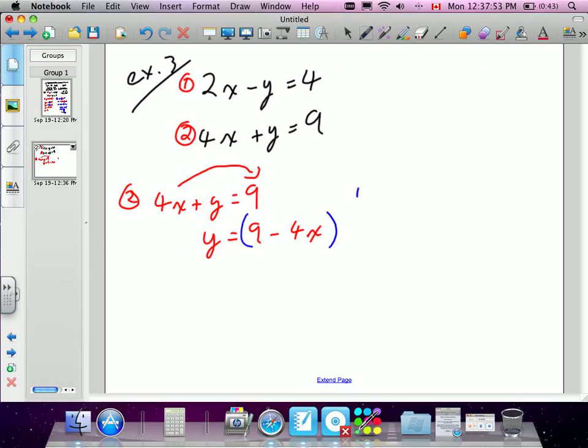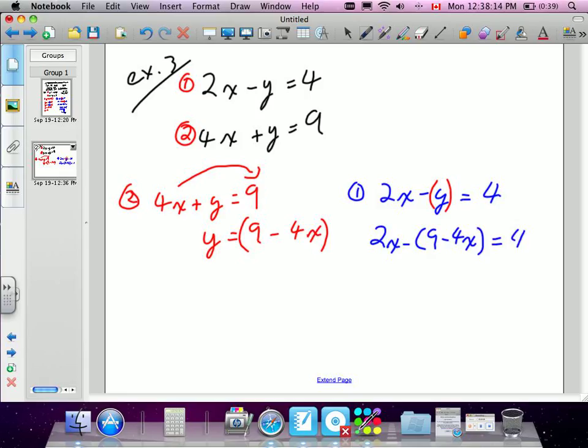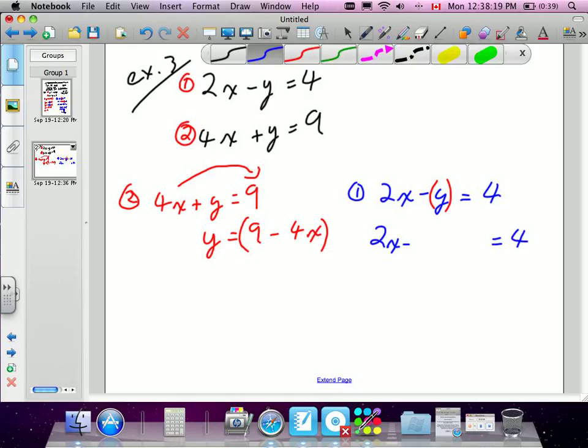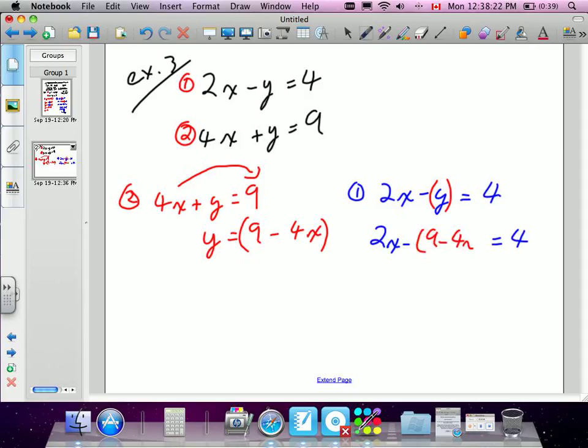I can then take this value, what y is equal to, and plug it into the other equation. So our other equation was equation 1, and we had 2x minus y is equal to 4. What I'm going to be doing is taking these two terms and plugging them in for the y in the other equation. So our next line will read 2x subtract (9 minus 4x) is equal to 4, and I meant to write that in red for you. So I've taken this value and plugged it in for the y in the other equation because we knew that y was equal to that.